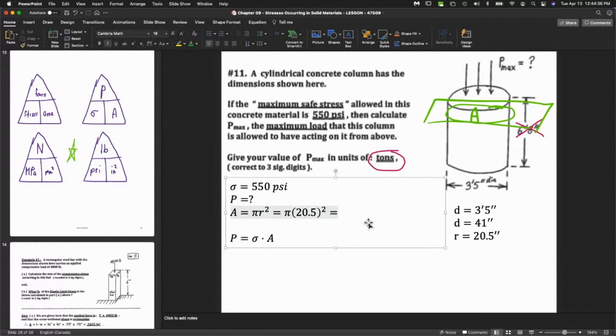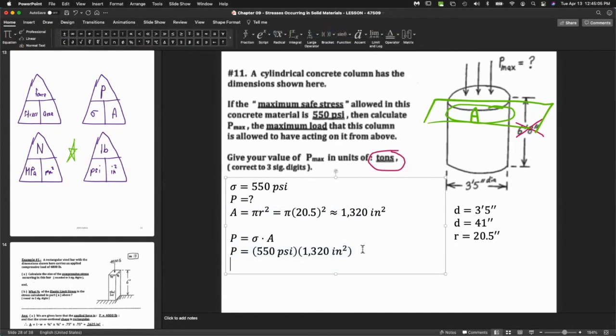Anyway, pi times 20.5 squared, approximately 1,320. In this case, it's square inches. So we're good to go at this point. We have our stress, which is 550 psi. We have our area, which is approximately 1320 square inches. Perhaps I can just write this a little bit nicer. Okay, that gives us a value of roughly 726,000 pounds.